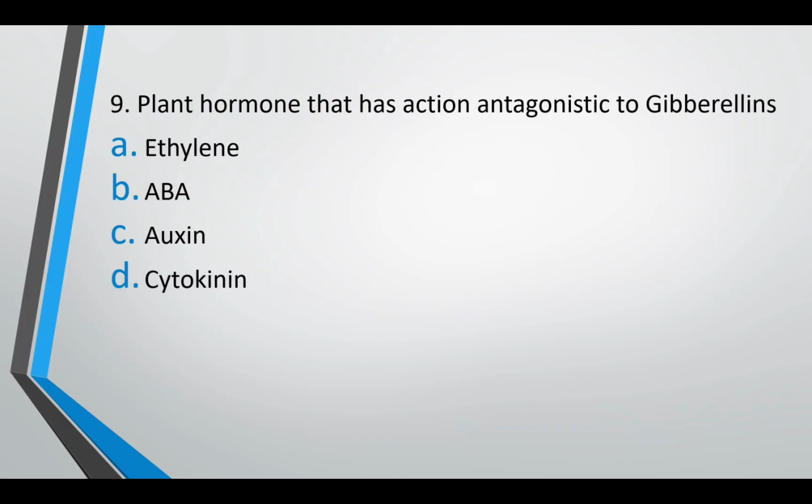Question 9. Plant hormone that has actions antagonistic to gibberellins is option A, ethylene, option B, abscisic acid, option C, auxin, or option D, cytokinin. Plant hormone that has action antagonistic to gibberellin. What does antagonistic mean? It means opposite. That means whatever gibberellin was carrying out, this hormone would carry out actions that are opposite to that of gibberellin. Answer is option B, that is abscisic acid. The actions of abscisic acid are antagonistic to gibberellin.